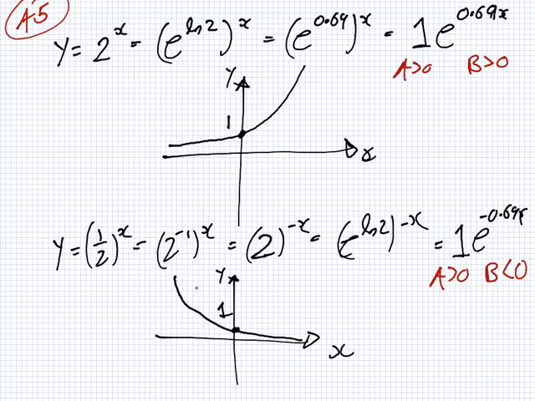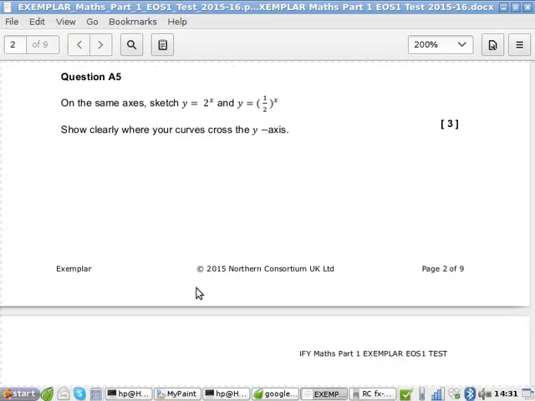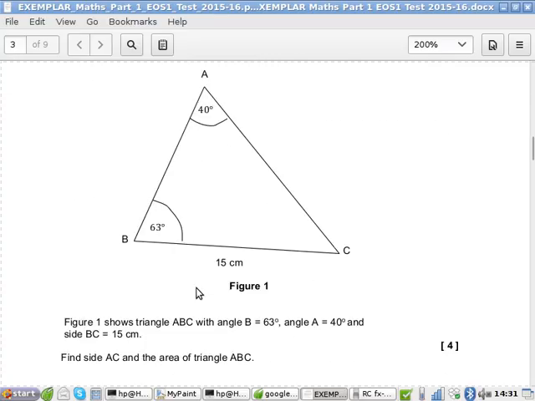Okay, are we ready for the next one? Not yet, okay. Ready? Okay. Next one is a trigonometry question. Find AC and the area.